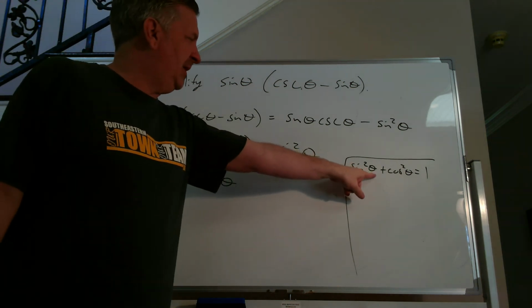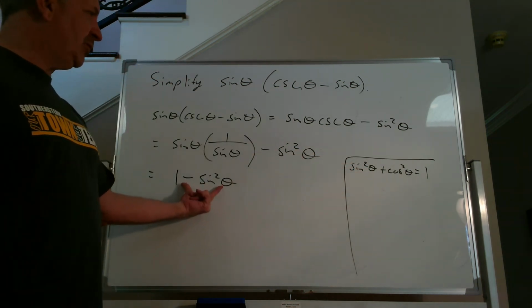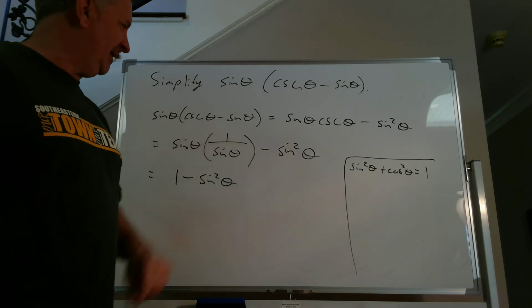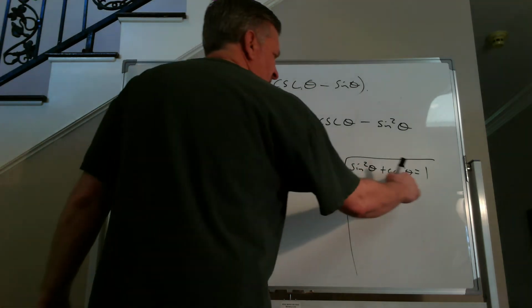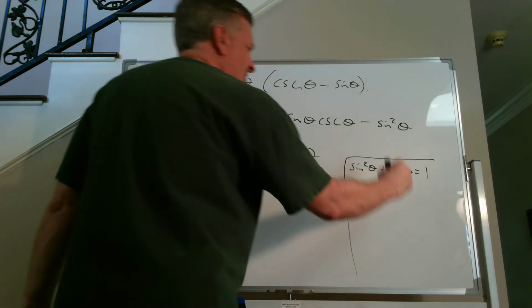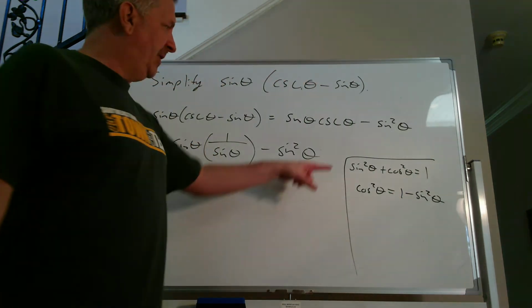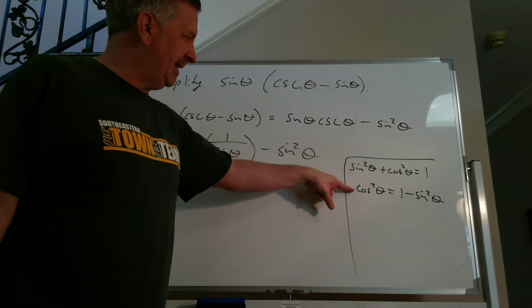What can I do to this identity to make one side look like this? Well, if I subtract sine squared from both sides of that, if I subtract sine squared from the left, I'm left with cosine squared. Now I subtract sine squared from the right, I'm left with that. So this identity is true, I've made a new identity from it.